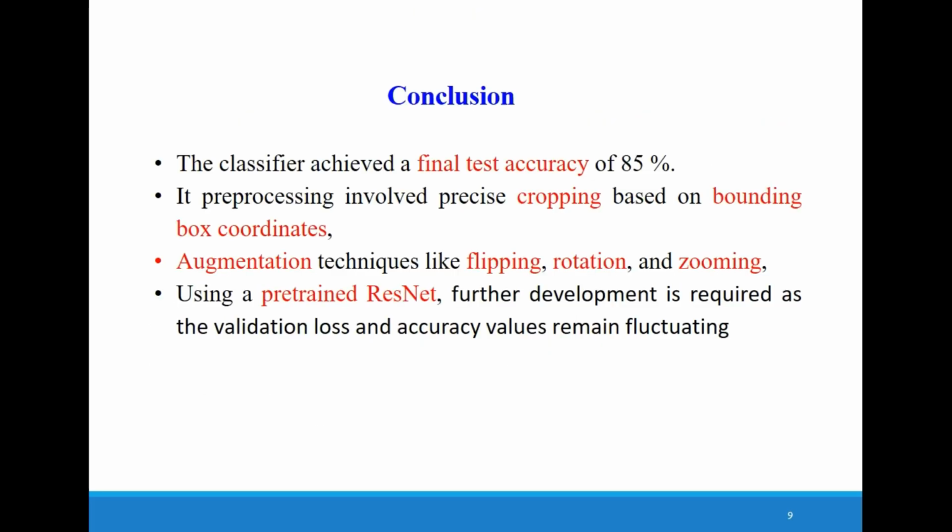So the conclusion about this classification: the classifier achieved a final test accuracy of 85%. Its pre-processing involved precise cropping based on bounding box coordinates. Then augmentation techniques like flipping, rotation, and zooming, and using a pre-trained ResNet. Further development is required as the validation loss and accuracy values remain fluctuating.